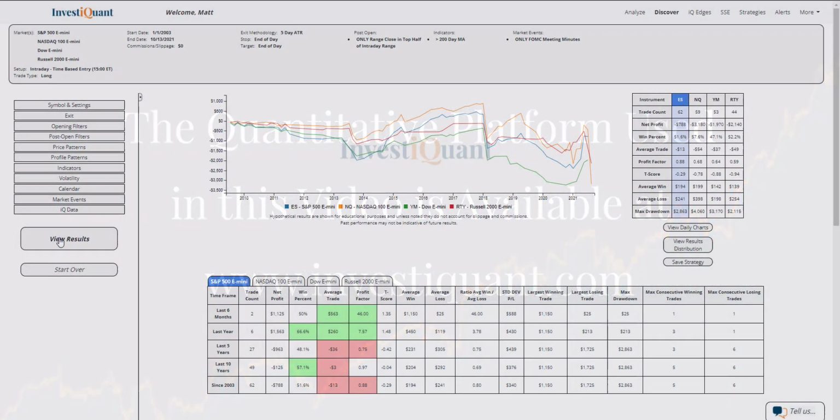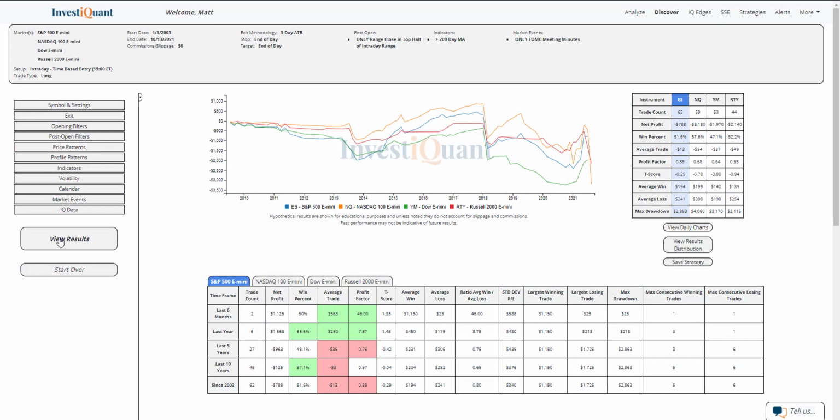All right, here we go. These are the results based upon entering the market long at 3 p.m. Eastern time following the FOMC meeting minutes when you're trading in the top half of the intraday range at 3 o'clock. This is taking place above a 200-day simple moving average. Historically, we've got 62 samples for the S&P. We've got 59 for the NASDAQ, 53 for the Dow, 44 for the Russell.